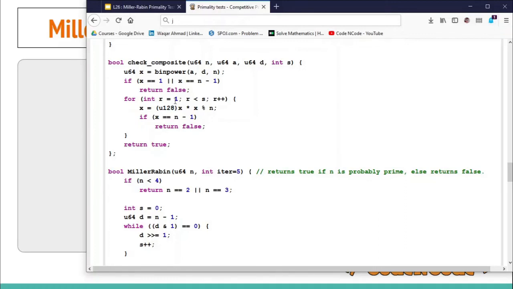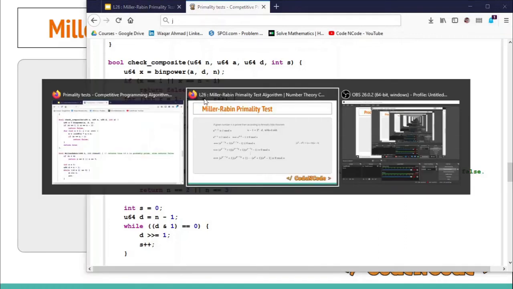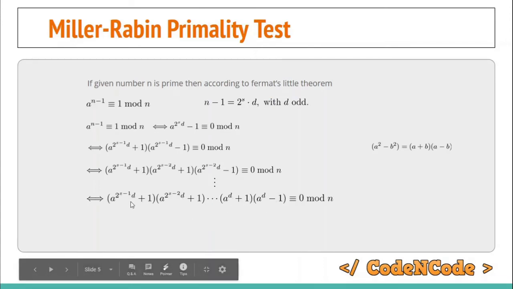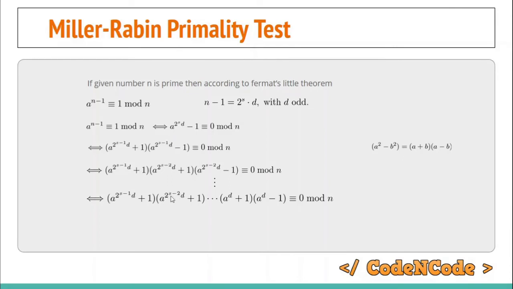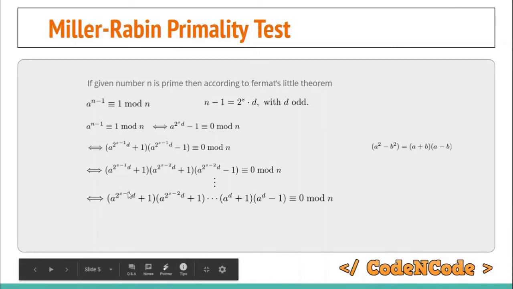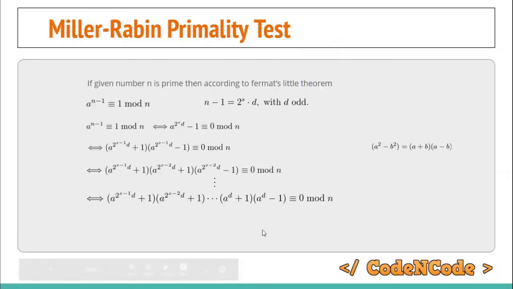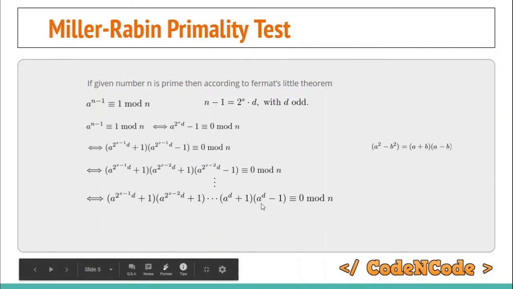And then from 1 to less than s, basically we are going till s minus 1, next and next and next term. And if you already have this, how are you going to calculate the next one? Simply the square of the previous term, and that is what we are doing here. We calculate x equals x times x modulo n, and then we check whether it is divisible by n or not. If it is divisible by n, we return false, which represents that yes, this term or that term or that term is divisible by n.